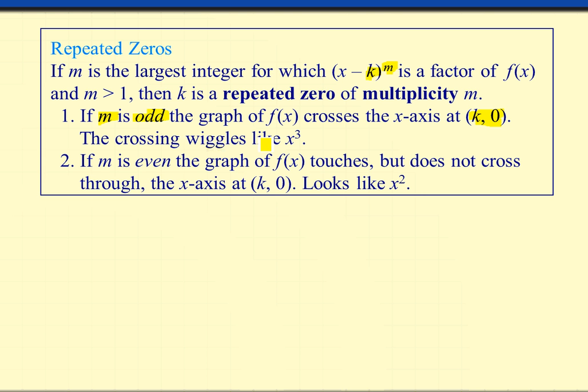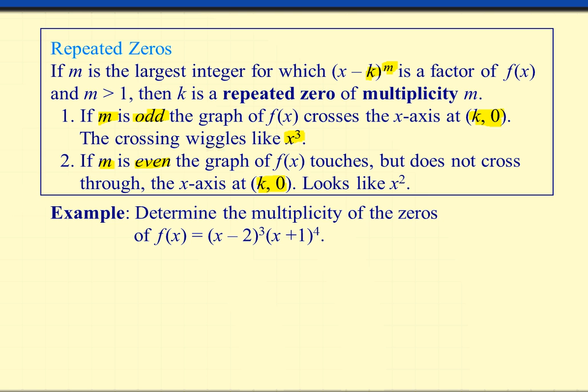It goes across the x-axis there, but it wiggles, kind of like x cubed wiggles as it goes through the origin. On the other hand, if this power m is an even number, then the graph doesn't go through the x-axis, it touches the x-axis like y equals x squared does. It looks kind of like a little parabola at the intercept represented by (k, 0).